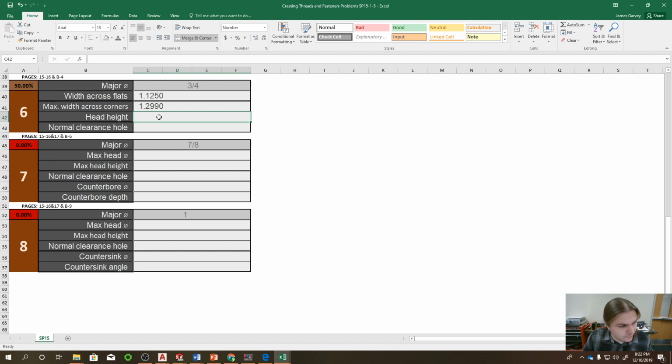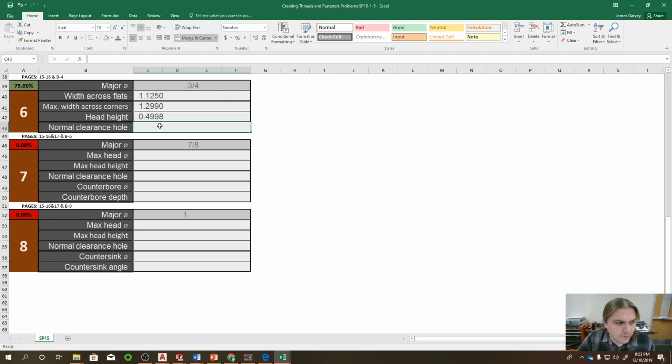And then one more time, I need the height of the head. So that's the first column there. I'm going to press equals. That's H equals 0.625 times our diameter plus 0.031. And press enter. And I got that right.